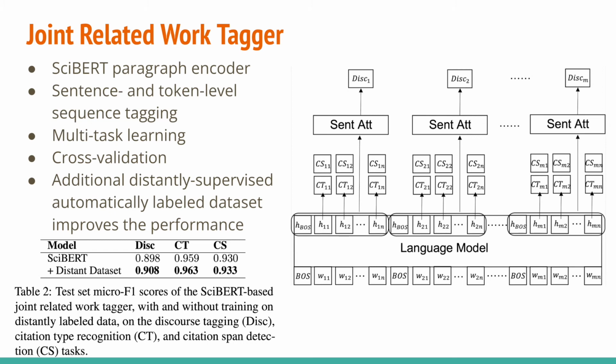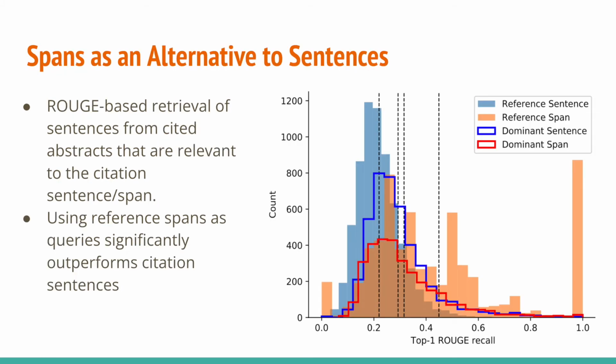Next, we show citation spans as an alternative to sentences. We use different citation tags as queries to retrieve relevant sentences from the cited abstract based on the Rouge recall score, as is commonly used in prior works. The figure shows using reference type spans as queries significantly outperform citation sentences.